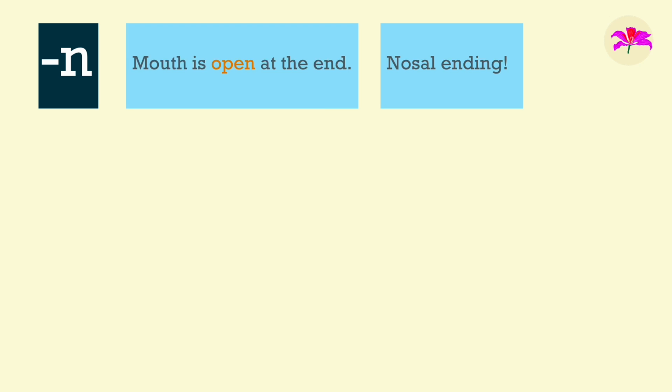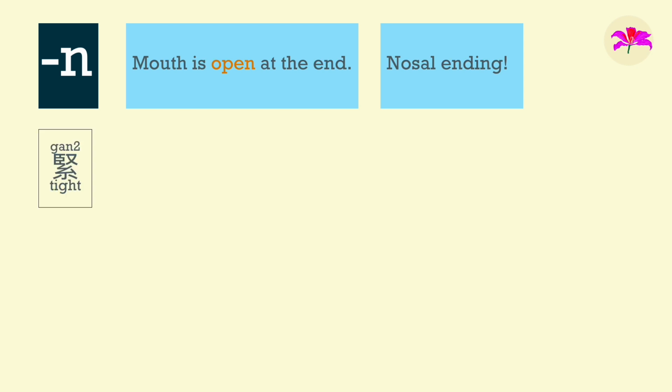And then the second ending, N. Again it is a nasal ending. You can touch your nose with a finger and make the sound. You may have noticed that the mouth is open at the end of pronunciation. Okay, so let's look at the following examples and read with me.